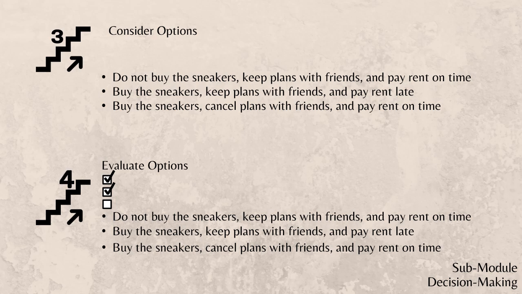Step 4 is to evaluate the options. First option, do not buy the sneakers, keep plans with friends, and pay rent on time. In this case, Sandeep will be a little sad that he did not buy the sneakers, but he will be able to keep his plans and his friends and stay on budget to pay his rent on time. By waiting to buy the sneakers, it will also give Sandeep time to save money to pay for the sneakers next time he sees them.